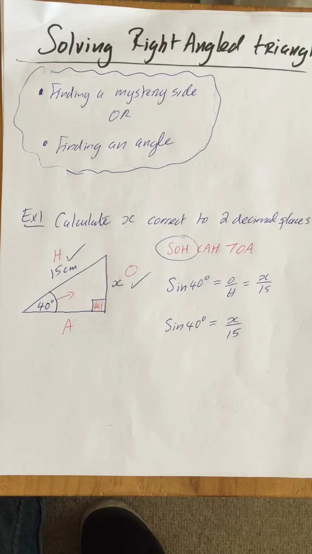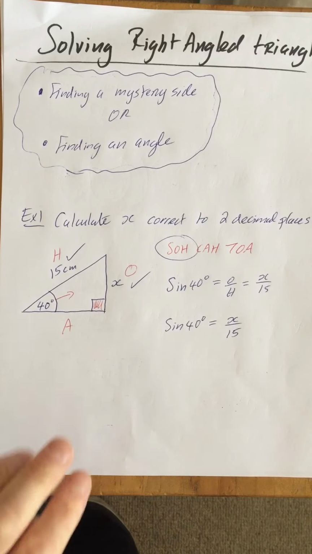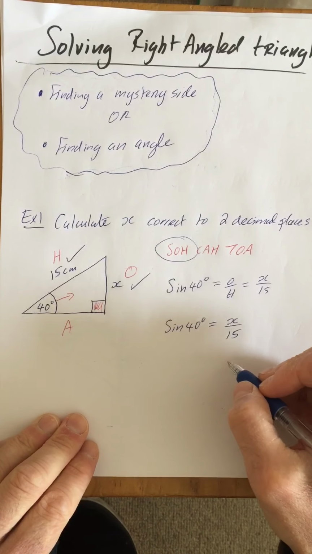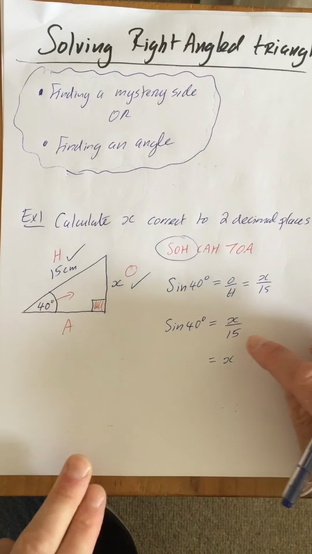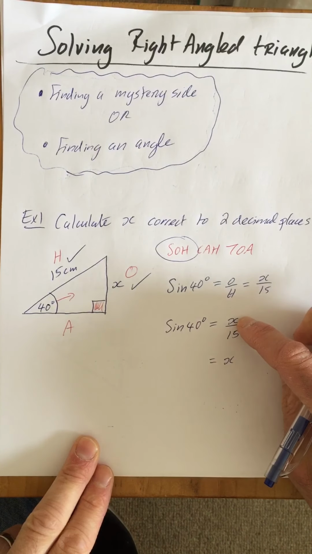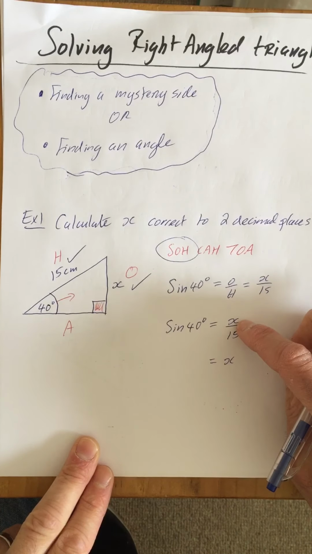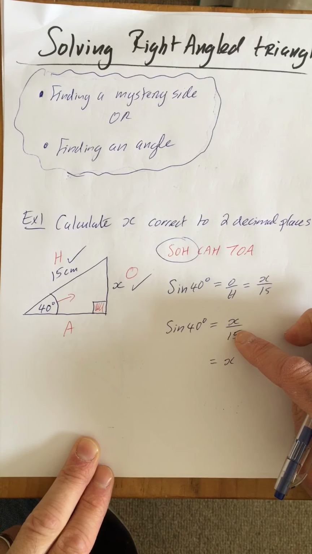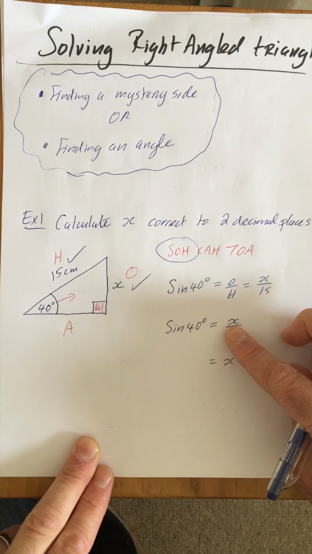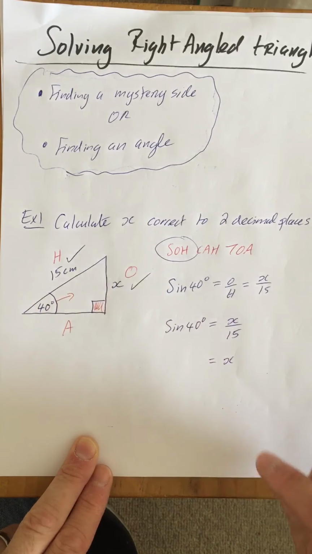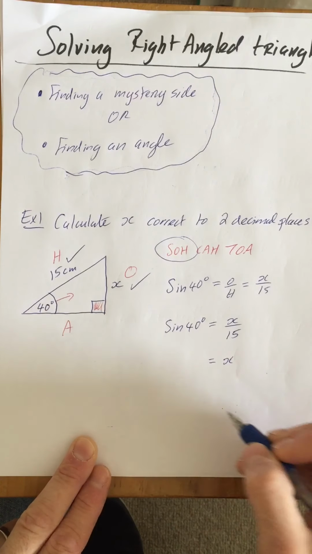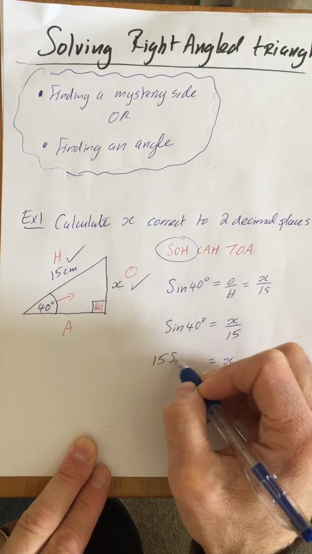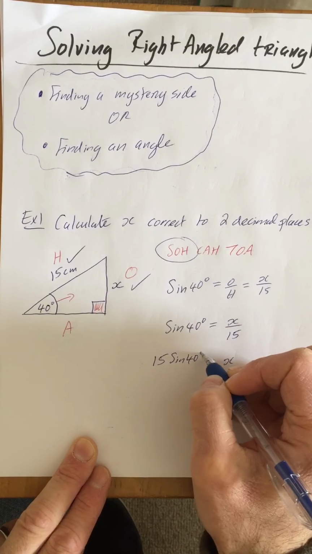And I have an equation here. I want to find out what x is, so I want to get x on its own. What does x over 15 mean? It means x divided by 15. The opposite of dividing by 15 is multiplying by 15. So to get rid of the divide by 15, we multiply across by 15. The 15 comes over and cross multiplies, so we get 15 multiplied by sine 40 degrees.